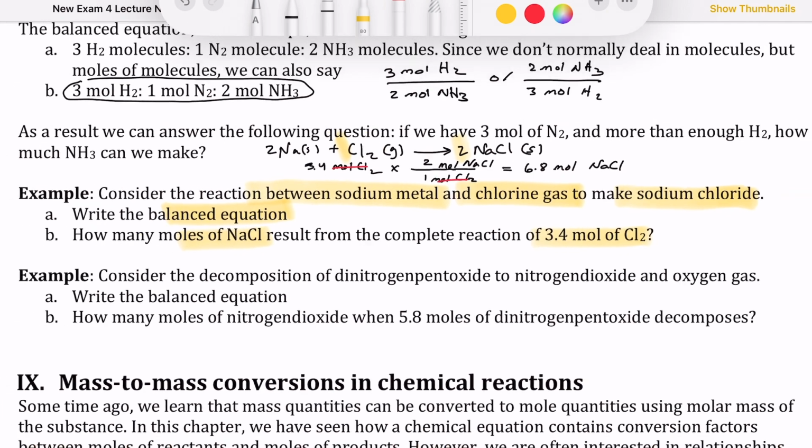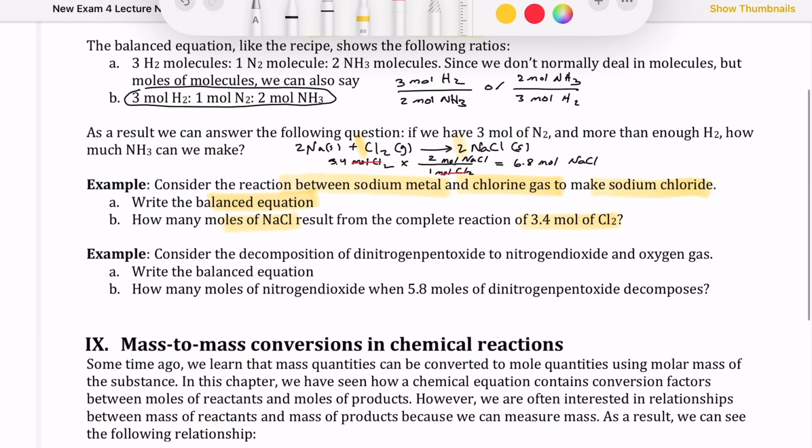I hope that's easy enough to understand, how you can calculate a product quantity based on how much reactant you start with. I want you to give it a shot for this second problem right here. And again, if you're having questions about it, feel free to ask me through email.